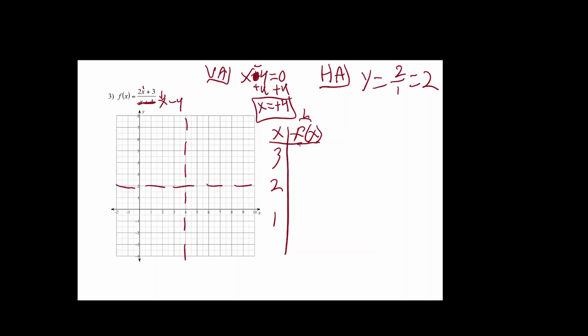So I take 3 and plug it in. I'm going to have 2 times 3 plus 3 all over 3 minus 4 because we changed it to x minus 4. So now this becomes 6 plus 3 all over -1, which just becomes -9. So now take 2 and plug it in. We have 2 times 2 plus 3 all over 2 minus 4. So this becomes 7 over -2, which is -3.5.